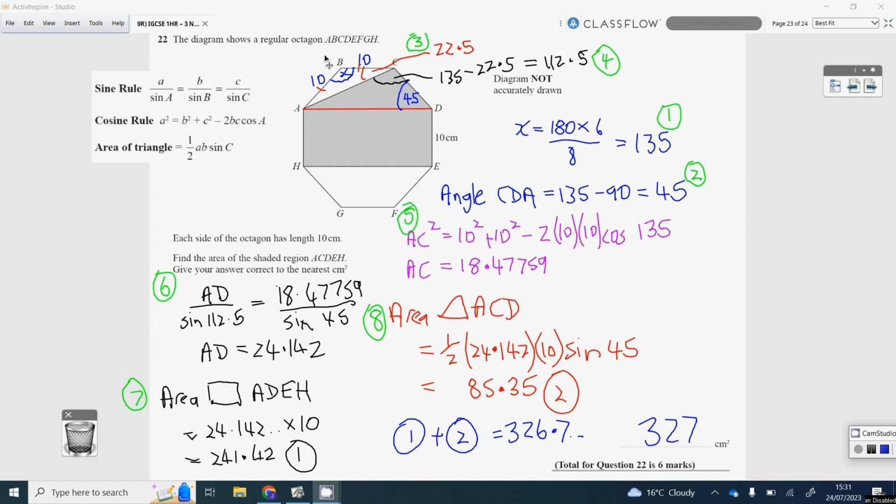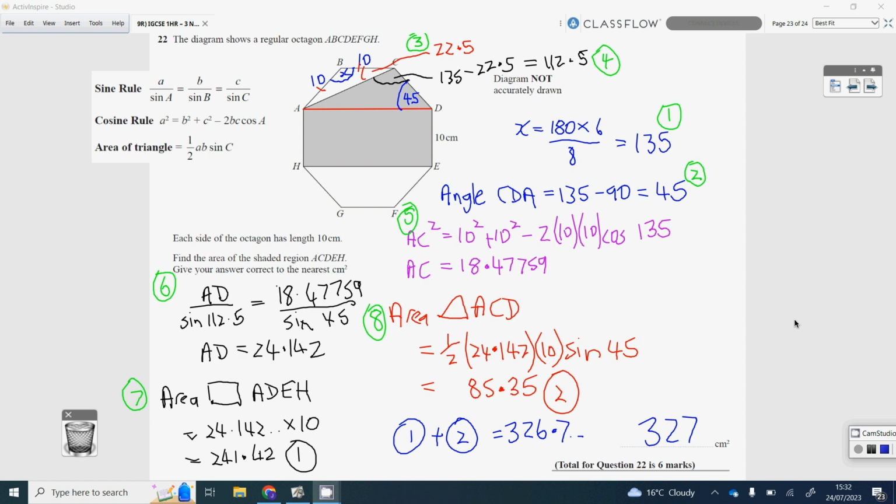I've then gone back to this little triangle ABC. Now the lengths A to B and B to C are obviously 10. So this is an isosceles triangle. We know that angle ABC is one of our 135s. So therefore, these two angles here must be the rest to make it up to 180. So 180, take away 135, divided by 2, being 22.5.